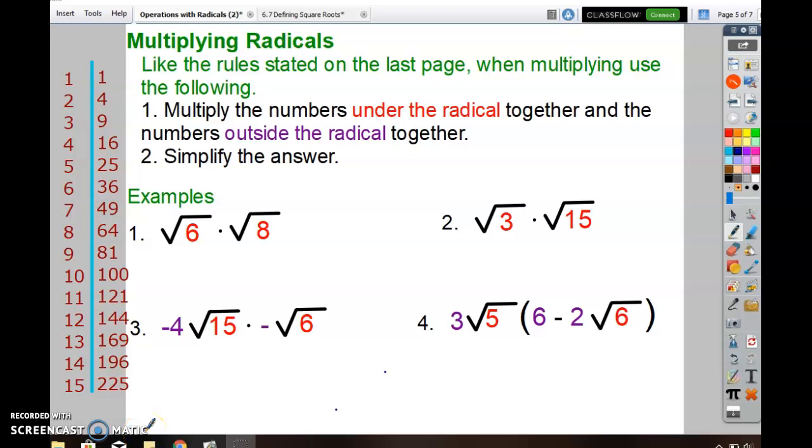All right, so here we go. Right now we're going to talk about multiplying radicals.